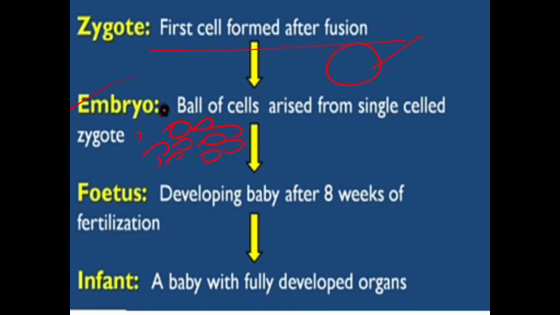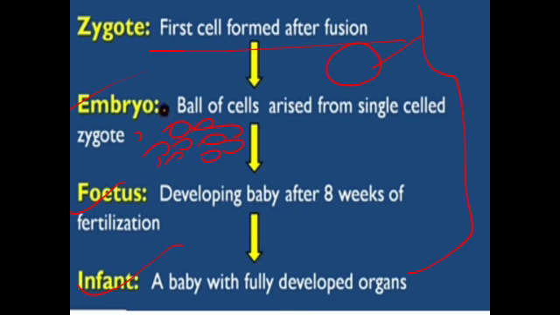Then the developing baby, the baby which develops after 8 weeks of fertilization, is termed as fetus. And when the baby has fully developed organs, when all the organs of the baby are developed, we term it as infant. So this is the process of internal fertilization.